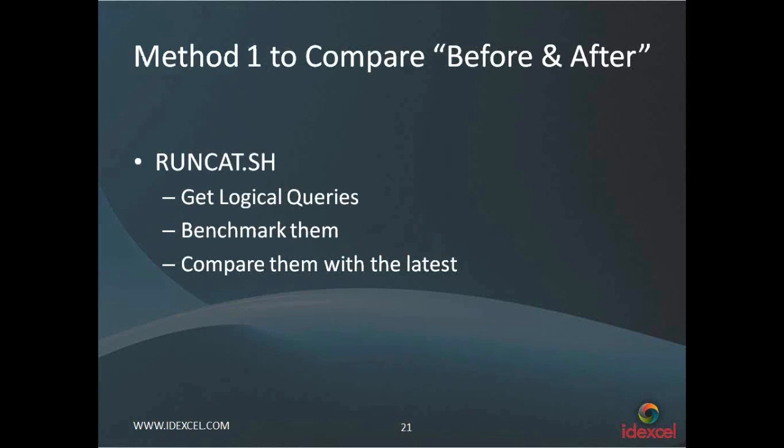coming across as we are working with multiple customers, one way is we leverage a script like runcat.sh, which gets the logical queries. So before any change is made, we can run this command, get the logical queries, and benchmark them, right? Basically, we have a copy of this particular logical query in our system. And then you make a change, and then you compare the logical query before the change to the one after the change is made. If they look exactly the same, great, no problem. Right? So this is one example or one method which is followed.